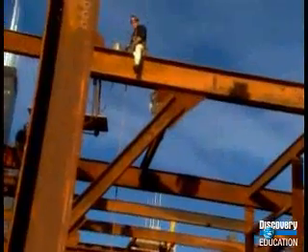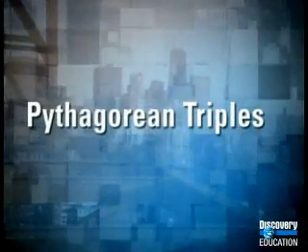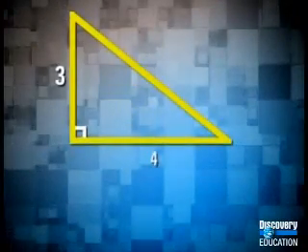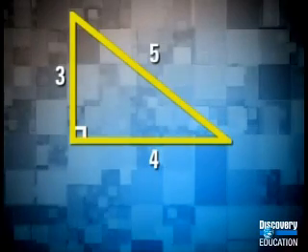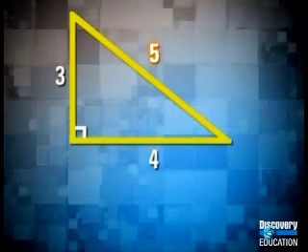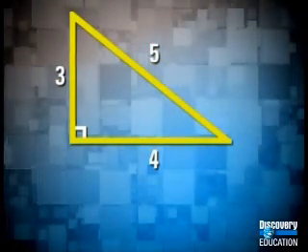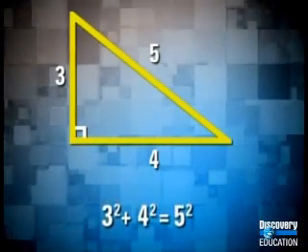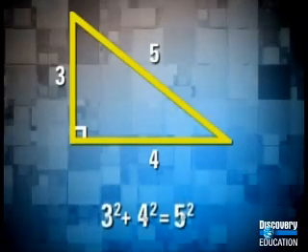Another interesting type of right triangle has whole numbers as the lengths for all three sides. These sets of 3 lengths are called Pythagorean triples. One common example of a Pythagorean triple is the 3-4-5 triangle, which has sides of length 3, 4, and 5 units. Like all right triangles, Pythagorean triples must satisfy the equation a squared plus b squared equals c squared.